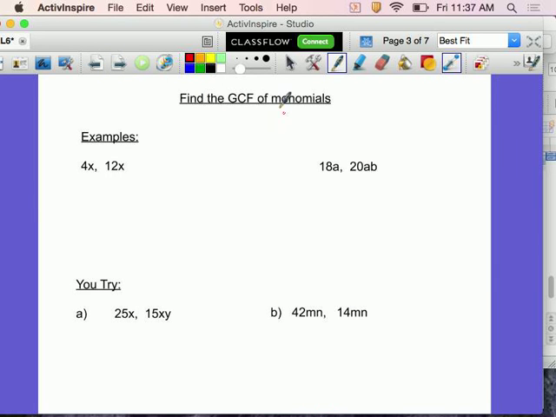All right, and remember back when we were simplifying fractions, we found the GCF of numbers, and now we're just going to find the GCF of monomials, which is exactly the same, only with some common letters involved as well. So for example, if I wanted to find the GCF of 4x and 12x, I have to think about two things. What do the numbers have in common? So what is the GCF of 4 and 12?